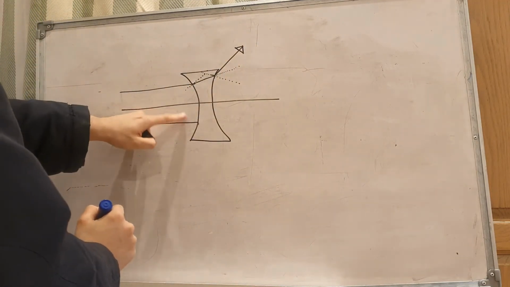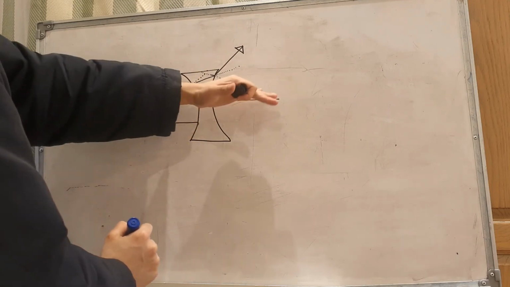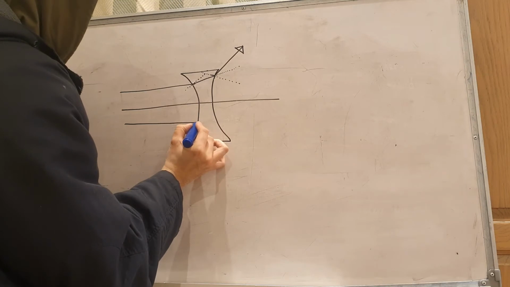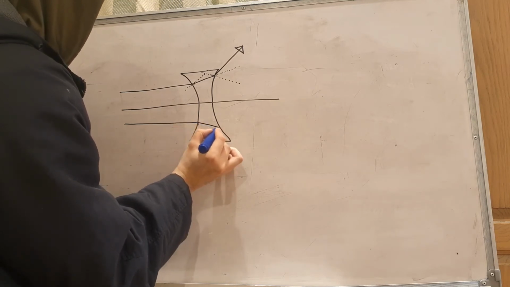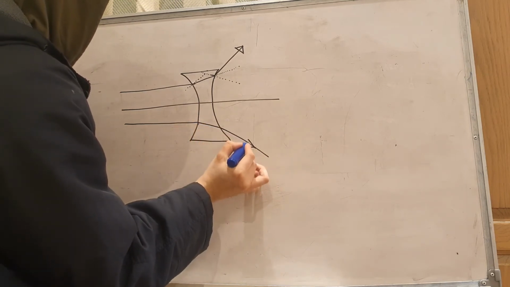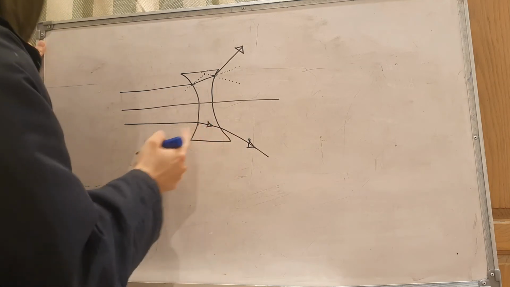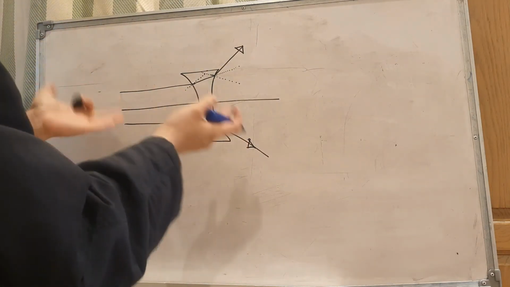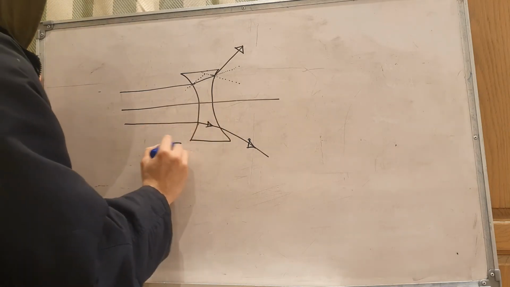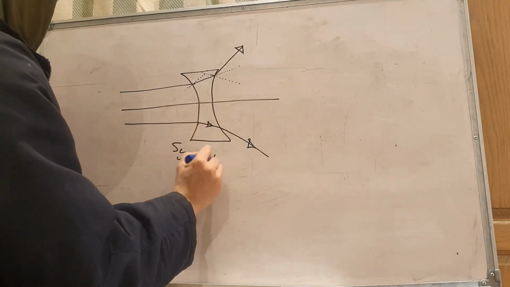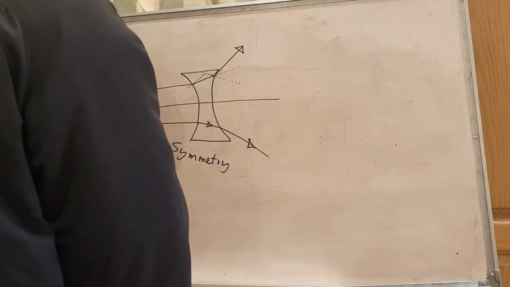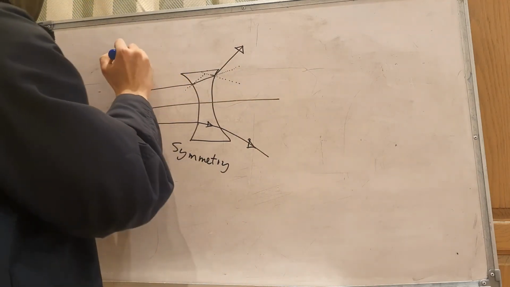Now, can you just see that this will go in the opposite direction because it's symmetrical? Just because of symmetry, if you were to draw it, you would get this. So I'm just doing a shortcut because of symmetry. I'm just drawing it like that. Symmetry about the x-axis. So this is a diverging lens.